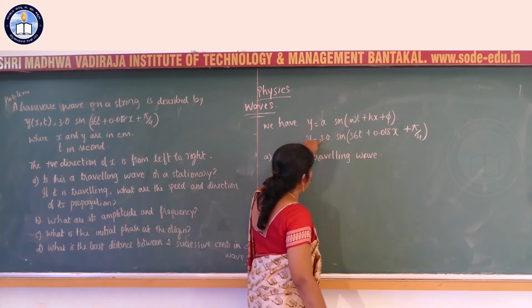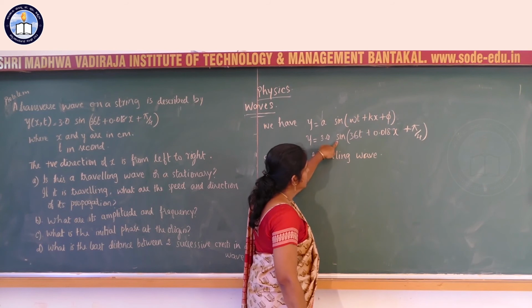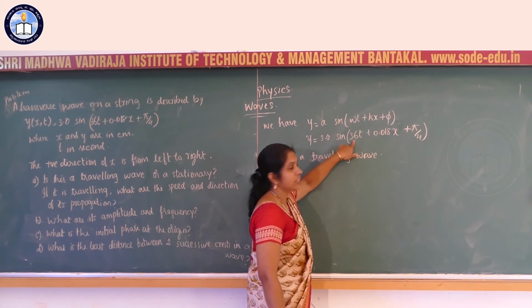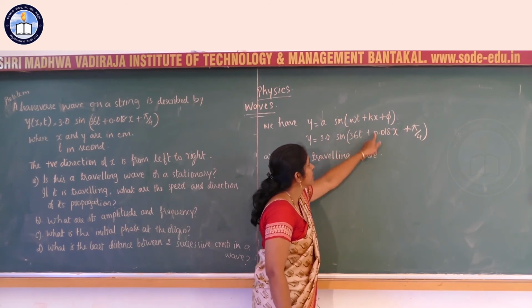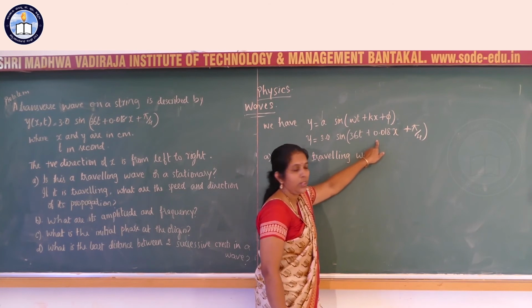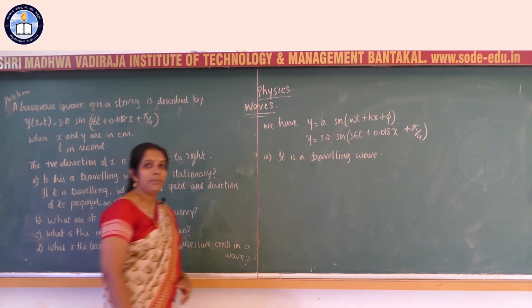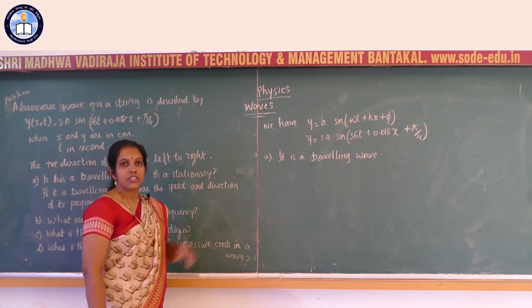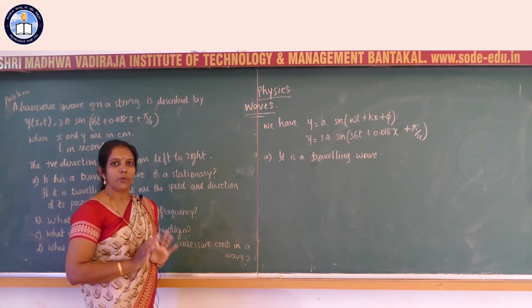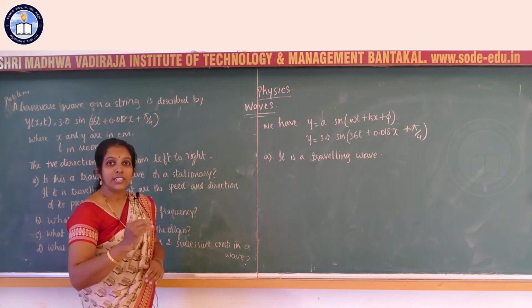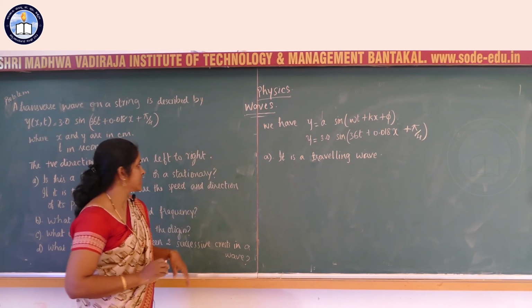Because in place of A we have 3, sine function, in place of omega we have 36, t; in place of k we have 0.018, x; in place of phase angle phi we have pi by 4. We can compare these two equations. This is the equation of a progressive wave. A progressive wave is a traveling wave, the wave propagates.